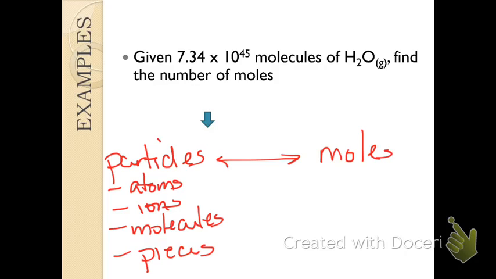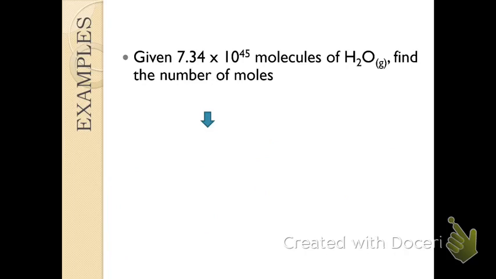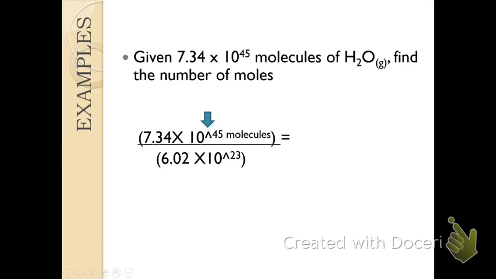Okay, so since I'm going to the moles, I'm not going to multiply. I'm going to divide by the 6.02 E23, or Avogadro's number. All right, so you ready? Okay, let's have them set it up for us. 7.34 times 10 to the 45 over 6.02 times 10 to the 23. Again, notice they have it set up for you if you're going to use it with the caret key.